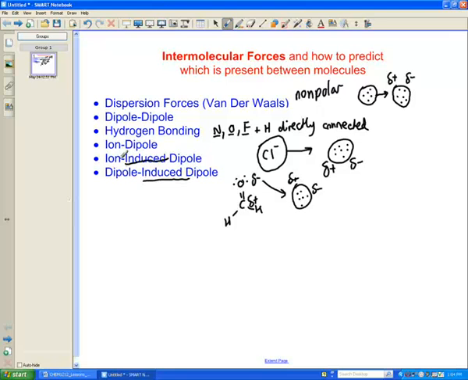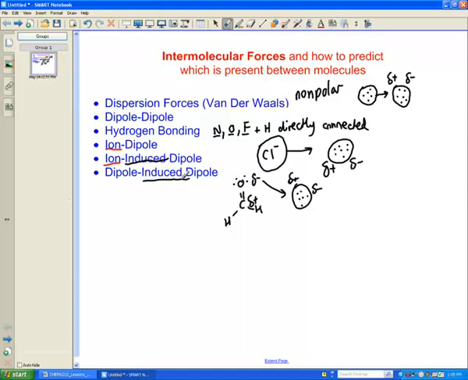So to figure out what you have between two molecules, there's just some things you want to make sure that you do. Just a couple of steps to go through. And the first thing I would do is look at the two molecules involved and say, okay, do I have any ions present? Because if you don't, the answer can't be any of these two. Okay. Then ask yourself, well, do I have any of these three atoms with hydrogen directly connected to it? Because if I don't, I can't have any hydrogen bonding.